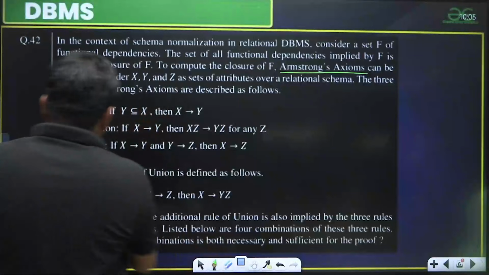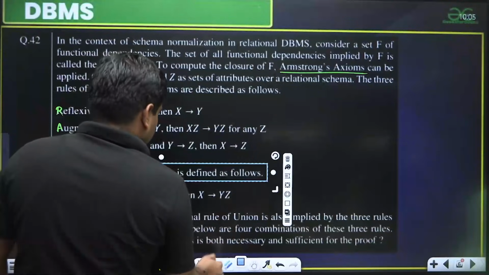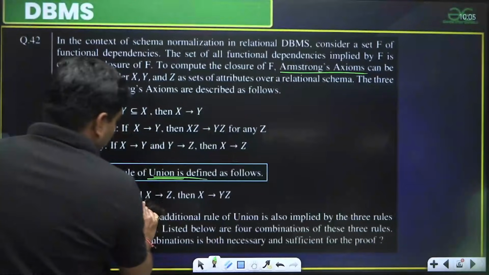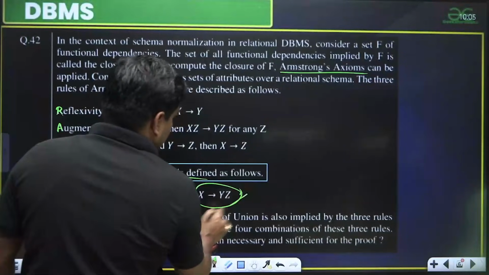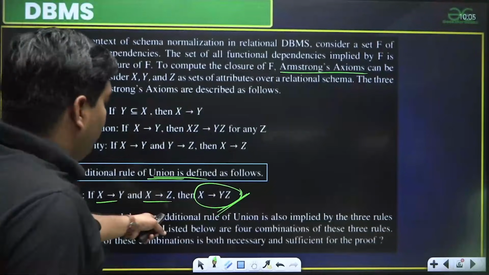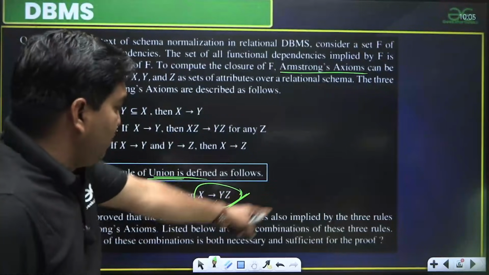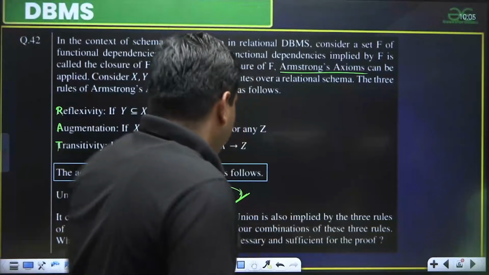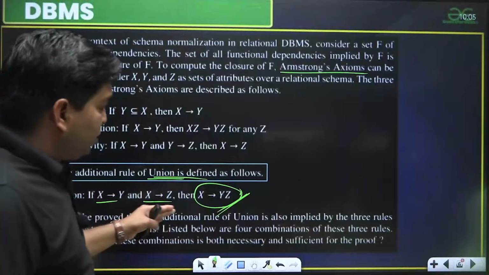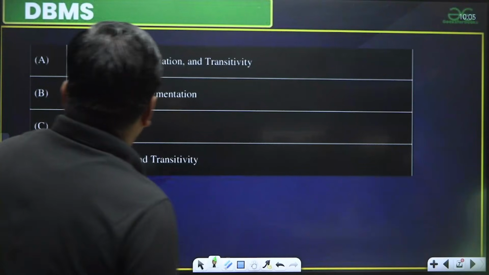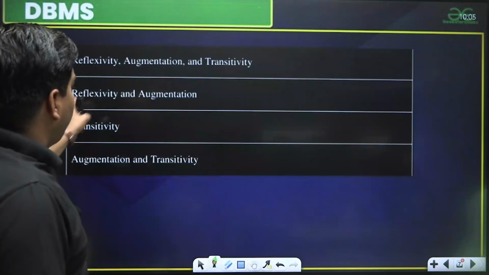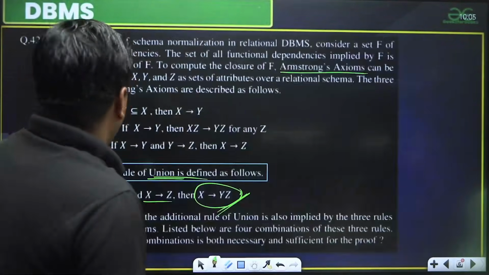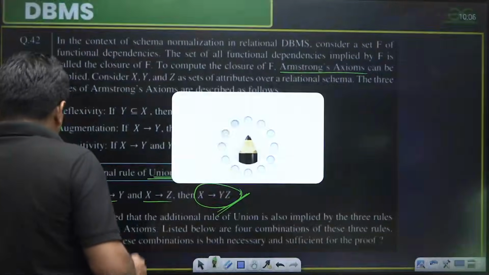And what is it saying? The additional rule of union is defined as follows: X tends to Y and X tends to Z, then X tends to YZ. It can be proved that the additional rule of union is also implied by the three rules of Armstrong axioms. Listed below are four combinations of these three rules. Which one of the combinations is both necessary and sufficient for the proof? Reflexive, augmentation, and transitivity. Reflexivity and augmentation. Transitivity and augmentation. Okay, what is mentioned, my dear student?